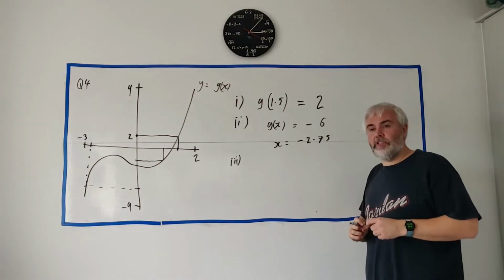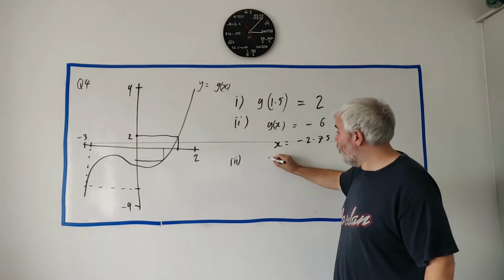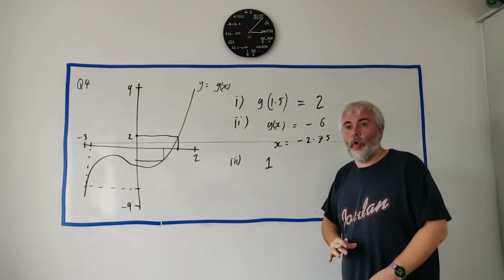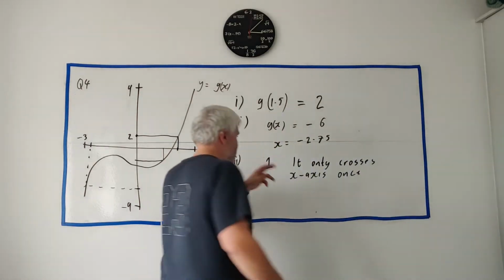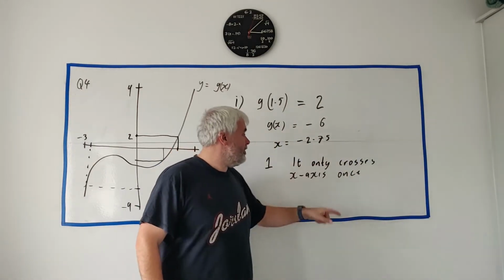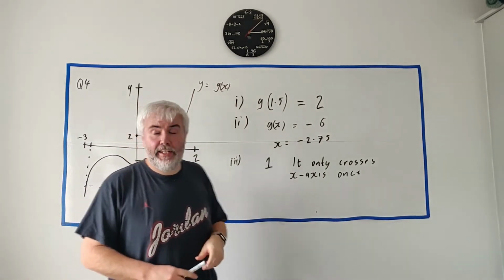How many real roots has it got? You need to tick the box 0, 1, 2, or 3. The answer is 1. You need to tick the box with 1 in it, but you have to give a reason. Now, with the power of editing, that reason is it only crosses the x-axis once. So it only crosses the x-axis once.